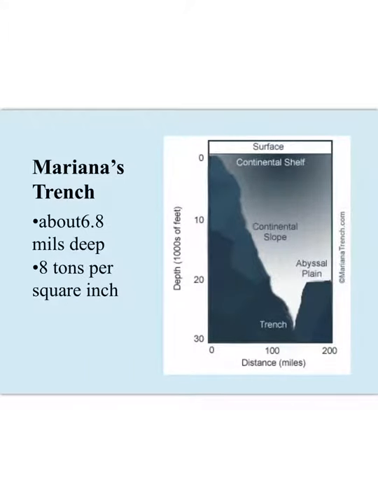Marianas Trench is located off the coast of Japan. This is caused by that subduction zone. This is the deepest part of the ocean. It's about 6.8 miles deep. If you were to go down to the bottom of that trench, you would have 8 tons of pressure per square inch on your body. So just imagine every square inch of your body would have 8 tons of pressure on it. This is why humans can never go down there.